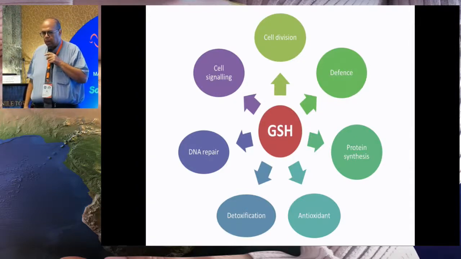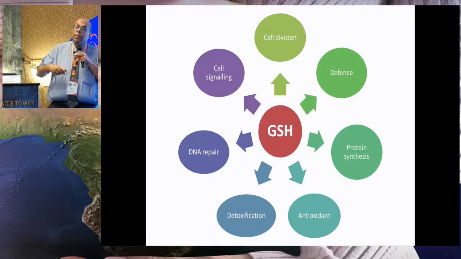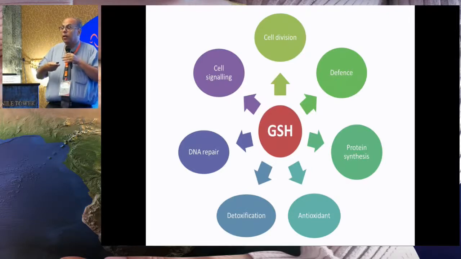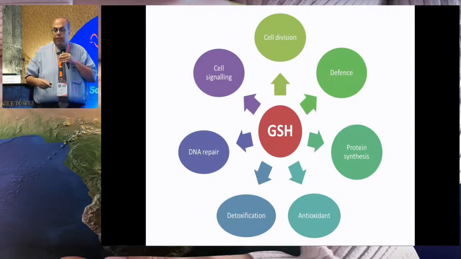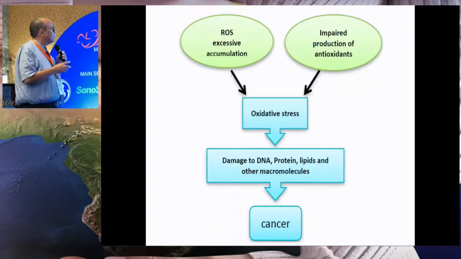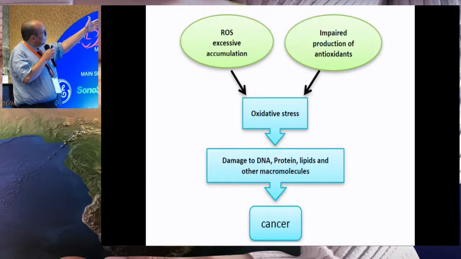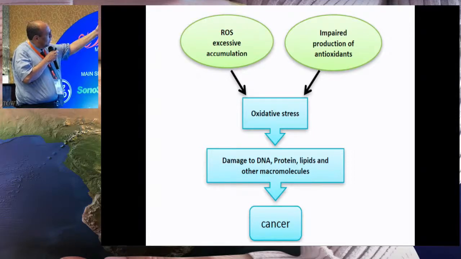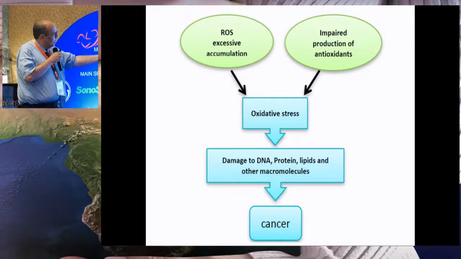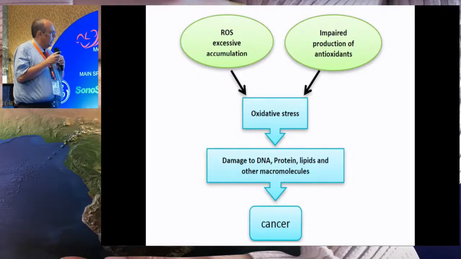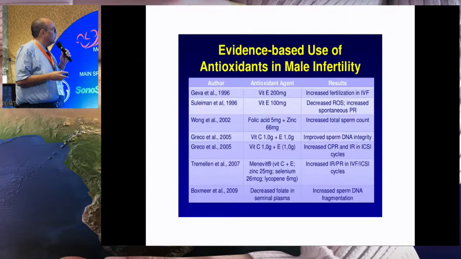GSH. So this is important. I'm using it to defend myself, but if I use it too much, there will be negative consequences. So excessive reactive oxygen species or not enough antioxidants can cause damage to the DNA, the proteins, lipid peroxidation. This can cause cancer, but for us can cause other stuff.